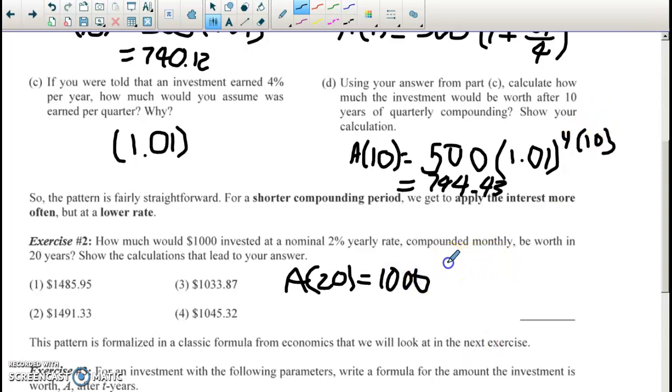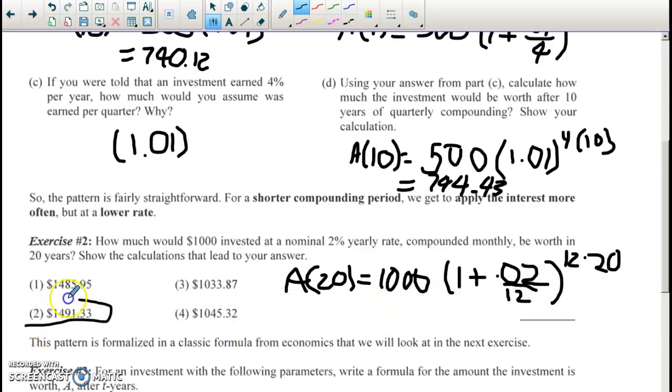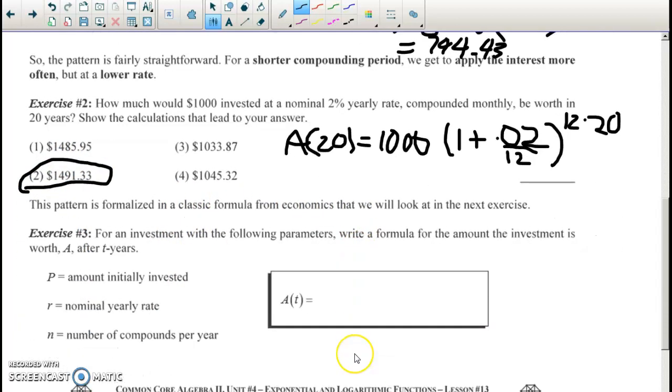And then this would be your 1 plus your 0.02, compounded every month, which is 12 months in a year. And now we're going to raise this up to 12 months in a year times 20 years, which would also be 240. And we're going to hit enter in our calculator, and we are going to get choice 2. I'm not even going to try to write all those numbers with the mouse. So type that in and make sure you get that.